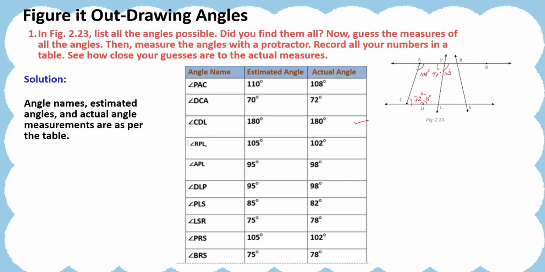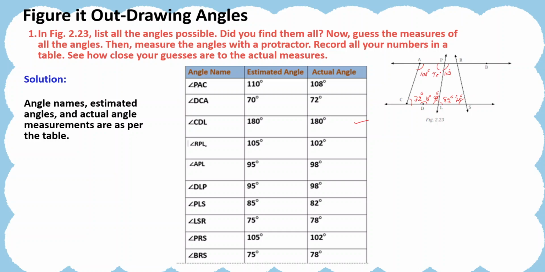Angle DLP. The estimated value is 95, but the actual value is 98 degrees. Angle PLS. The estimated value is 85 degrees, but the actual is 82 degrees. Similarly, angle LSR. The estimated angle is 75 degrees, but the actual value is 78 degrees.